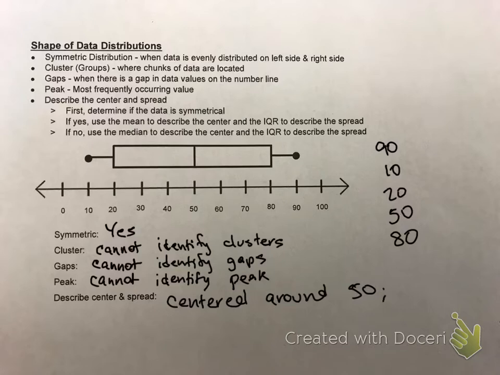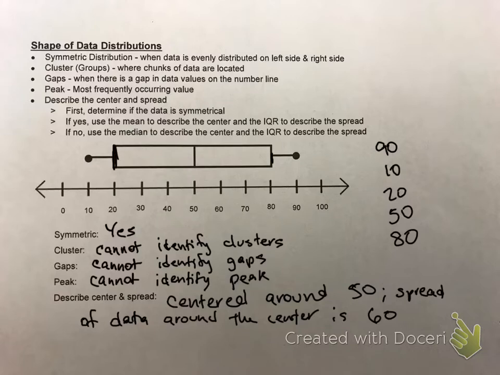And we're going to say that the spread of the data around the center is 60. And that's because Q1 is 20, and Q3 is 80. The IQR is Q3 minus Q1, which gives us 60. So that describes the spread.